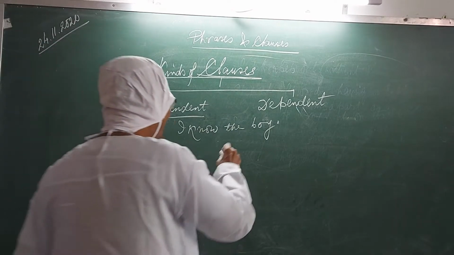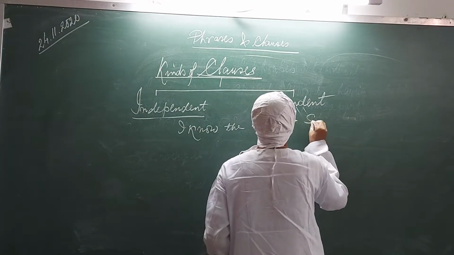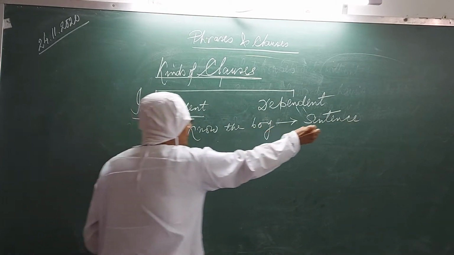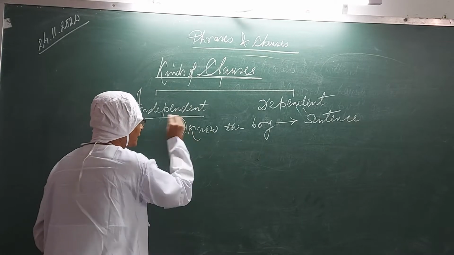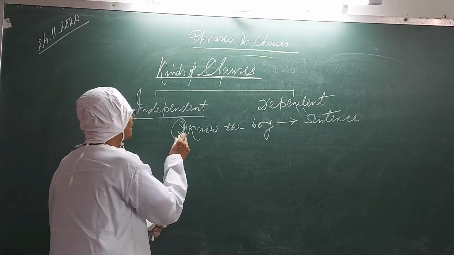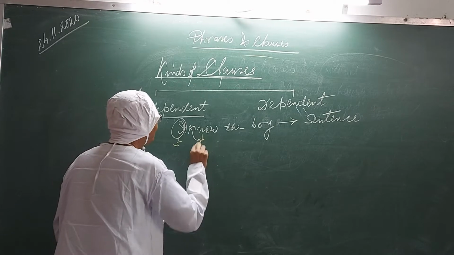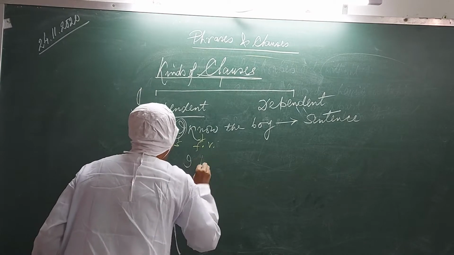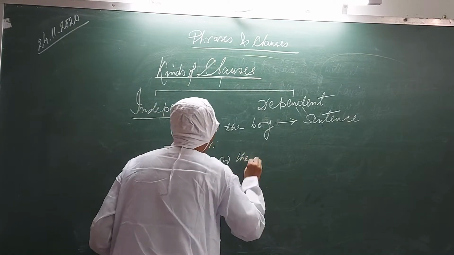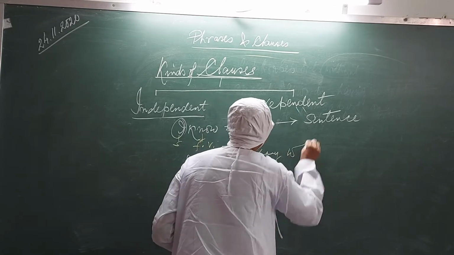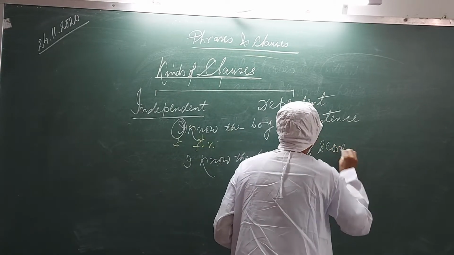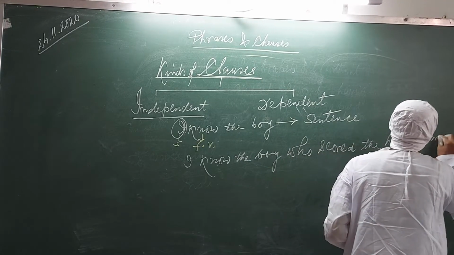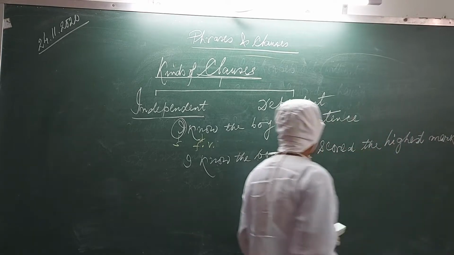You see, "I know the boy." This is a sentence. What are the requirements of a sentence? One subject and a finite verb. This is the subject, this is the finite verb. Now this is the sentence. But when I write, "I know the boy who scored the highest marks."